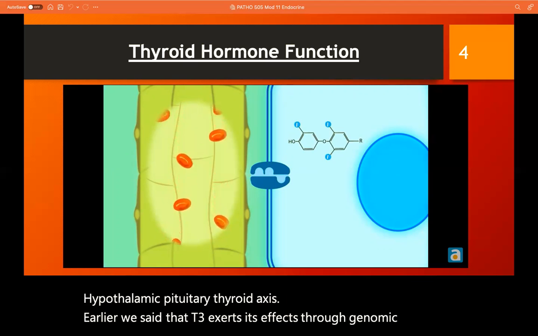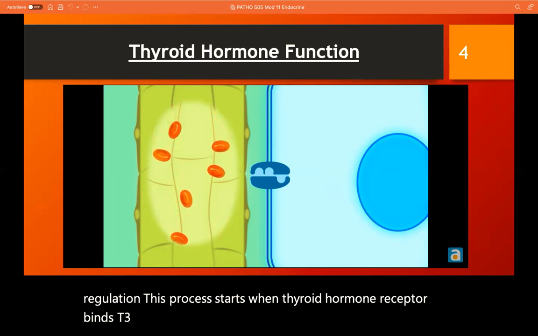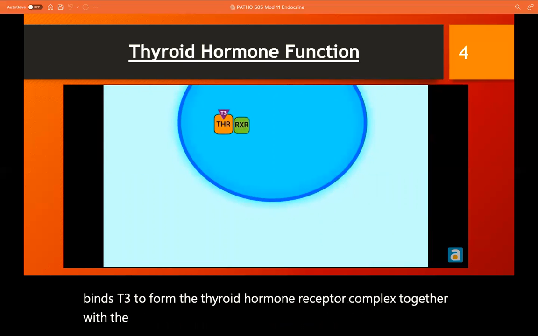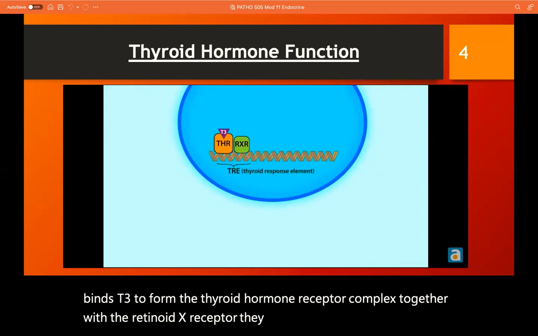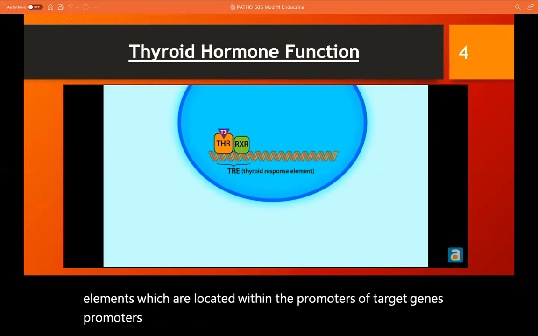This process starts when thyroid hormone receptor binds T3 to form the thyroid hormone receptor complex. Together with the retinoid X receptor, they bind the thyroid response elements, which are located within the promoters of target genes. Promoters represent specific DNA sequences that lie upstream of the transcriptional start site.